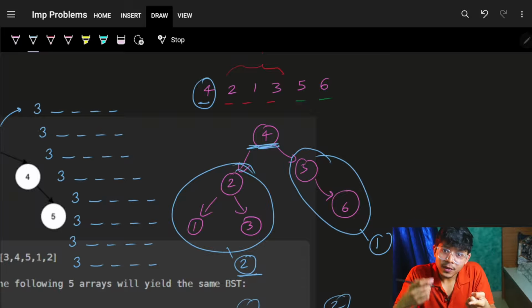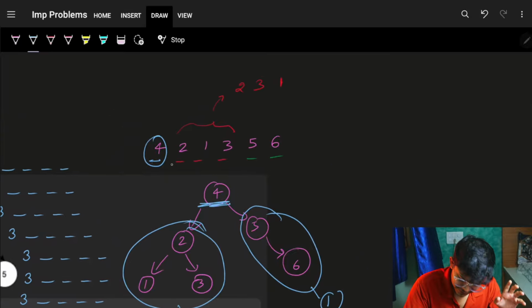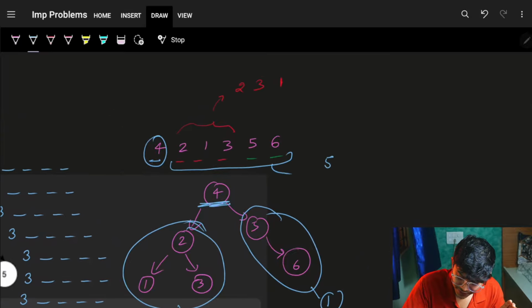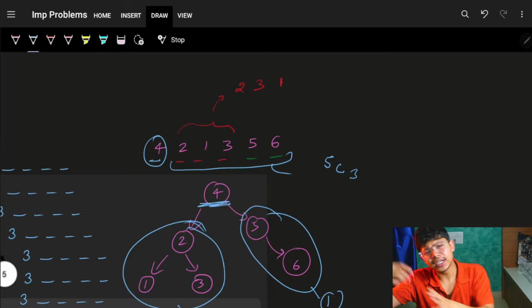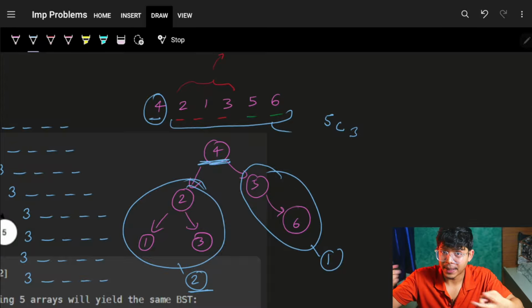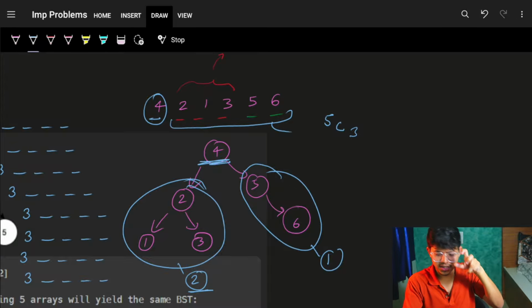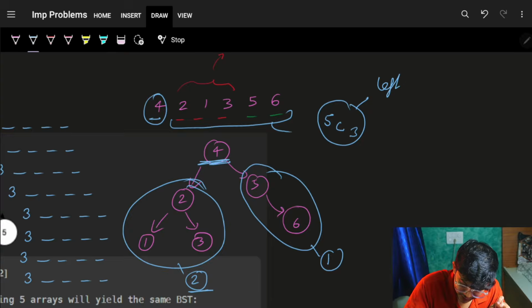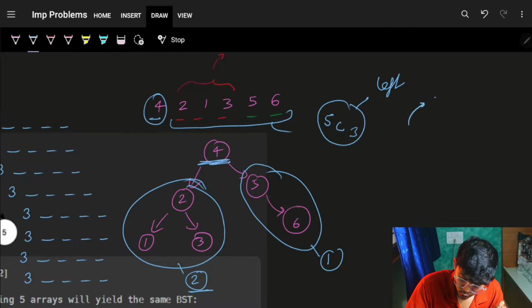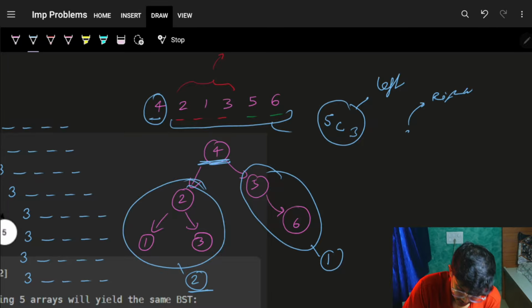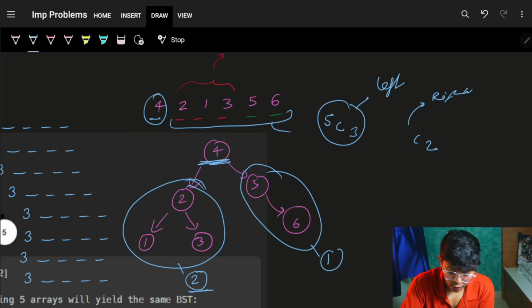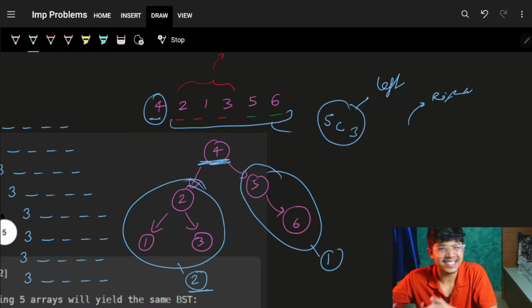But for the left ones, I know I have these 5 locations left. Out of these 5 locations, 3 locations will be occupied by left, and for sure the remaining two locations will be occupied by right. So I can choose any 3 locations. If these are going to left, for sure the remaining 2 will go to right. So I can't choose those 2 separately because it is nothing but 2C2 only, because out of 2 you have to choose 2 locations. That's nothing but a 1.